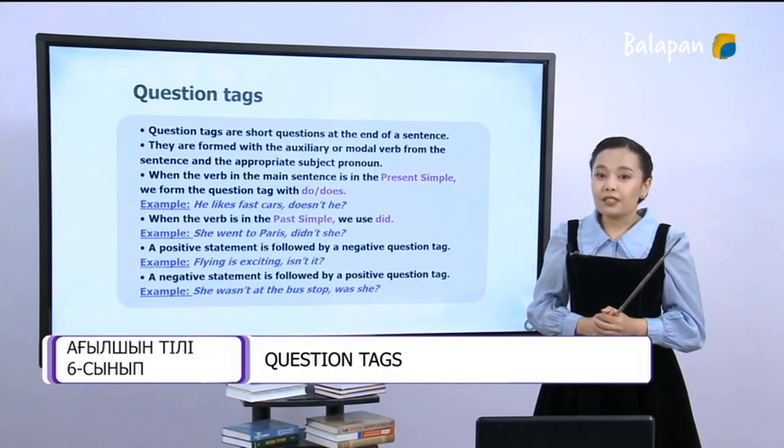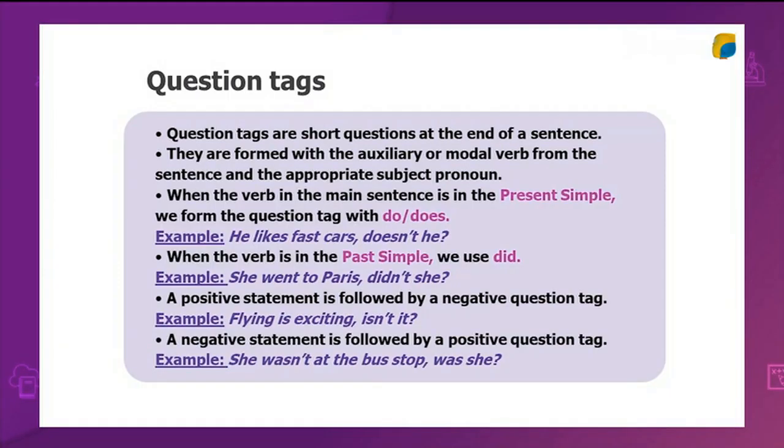Students, please pay attention to the theory. Question tags are short questions at the end of a sentence. They are formed with the auxiliary or modal verb from the sentence and the appropriate subject pronoun. When the verb in the main sentence is in the present simple, we form the question tag with do or does. Example, he likes fast cars, doesn't he?